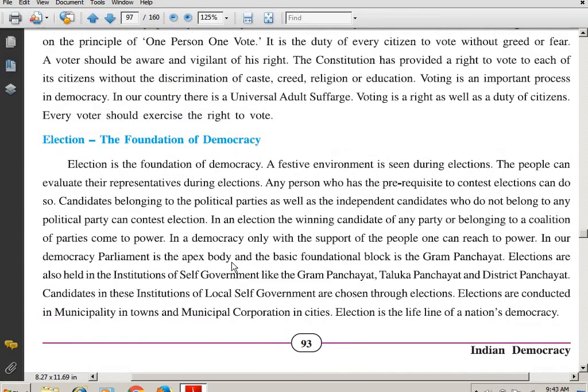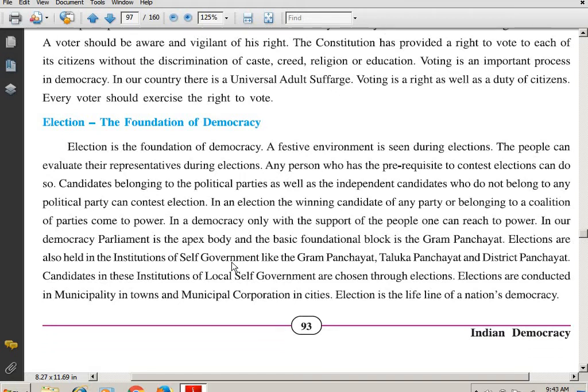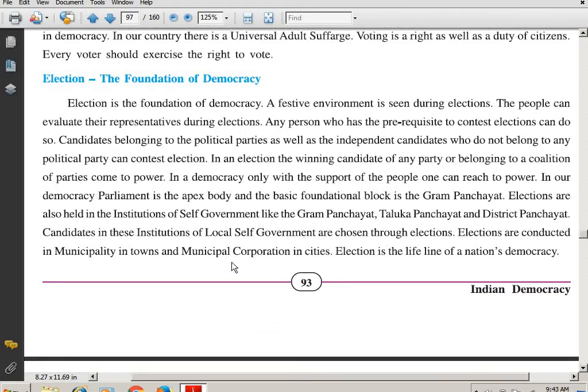Now, election, the foundation of democracy. A festive environment is seen during elections. Whenever the elections come closer, we see people going about to make their party known to the people, proclaiming to the people. Also, we see the festive environment.